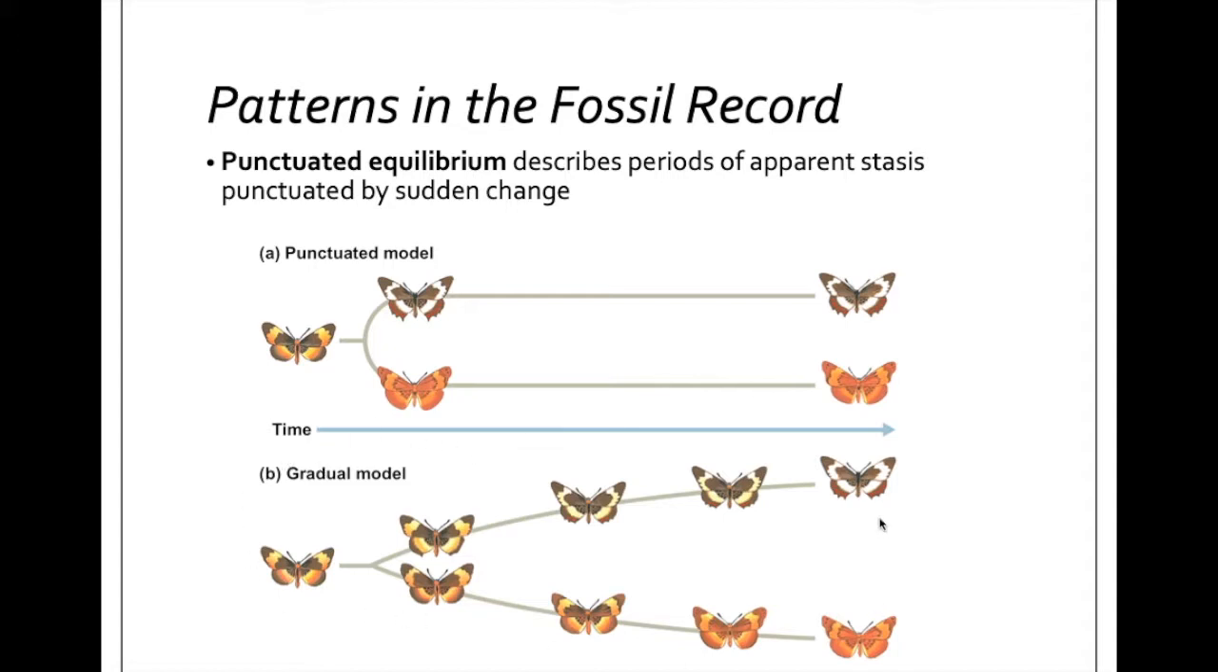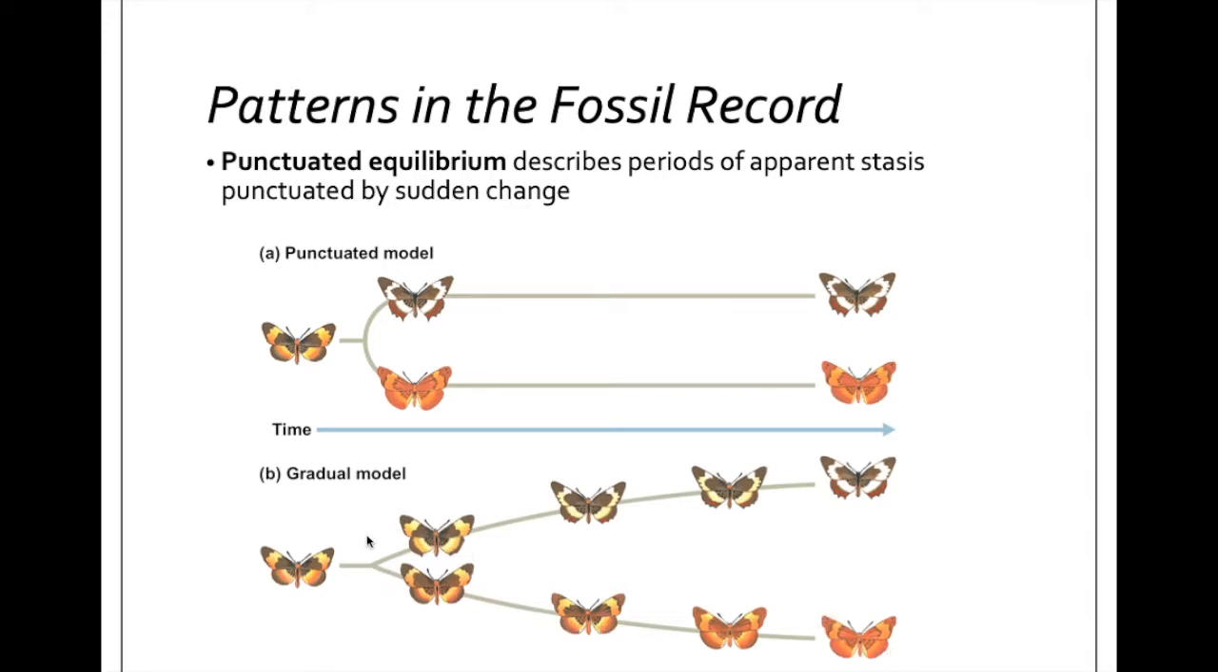There's another model called the gradual model, and you can see this with the same butterflies, what would have happened according to the gradual model. So the idea is that the gradual model is here, and there's different variations. And maybe in one environment we start to slowly select for the white, but it takes a long time. And then here we're seeing gradual changes more and more towards that orange butterfly.